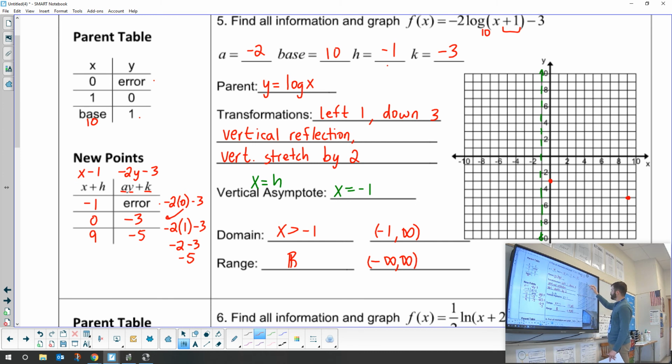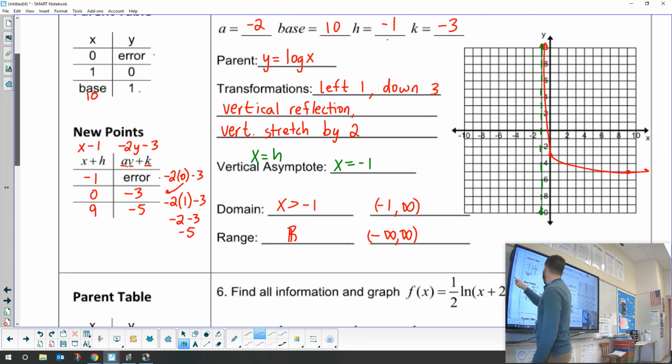It's going to approach my asymptote here. Oops, did that too shallow. It's going to approach this asymptote here. It's going to hit this guy, and then it's going to shoot out to the right. But notice how it's upside down, and that is because of my negative a. All right? Okay, here we go.